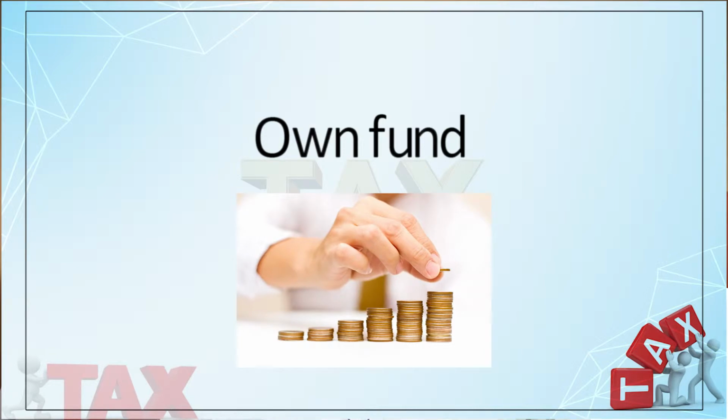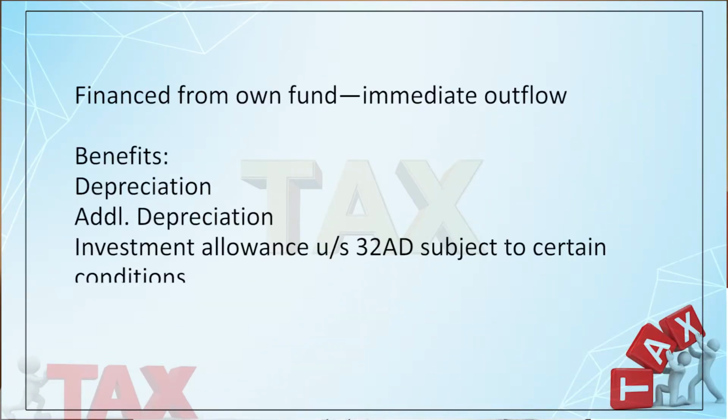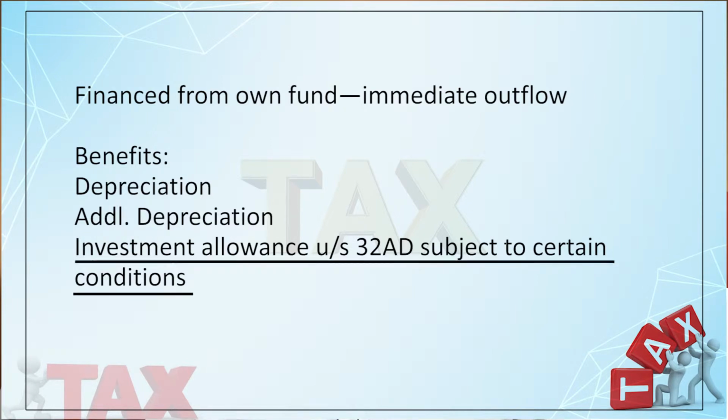Now what are the tax implications? Number one, whatever the cost, that is the immediate outflow. Suppose you are purchasing an asset for 5 lakh, you have to pay 5 lakh now. So the entire 5 lakhs is your outflow, an instant outflow to the extent of the cost of the asset. But what are the benefits? On that asset you can claim depreciation, you can claim additional depreciation, and you can also claim 32AD, but subject to certain conditions.